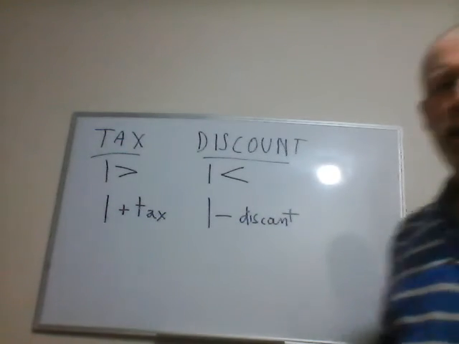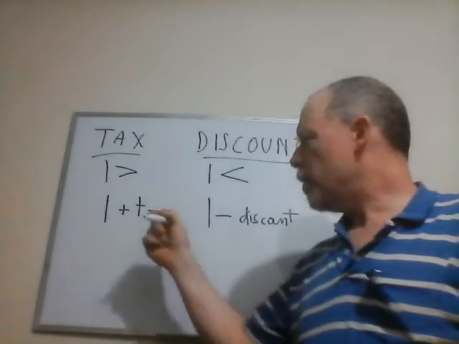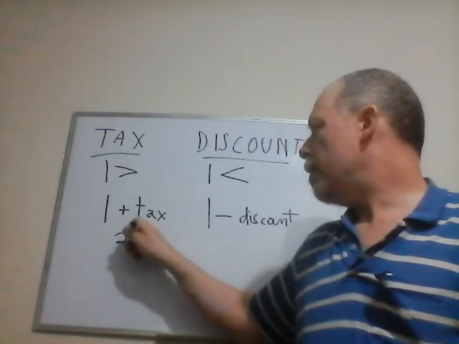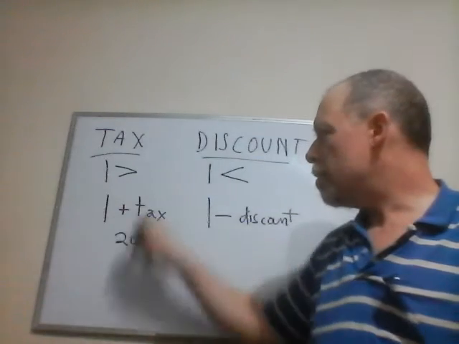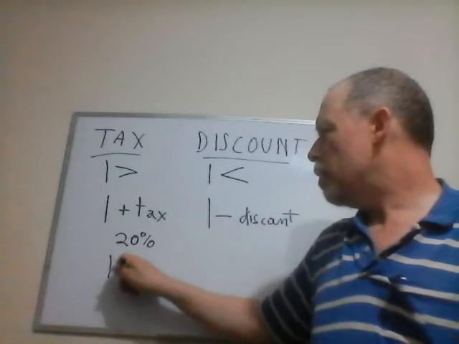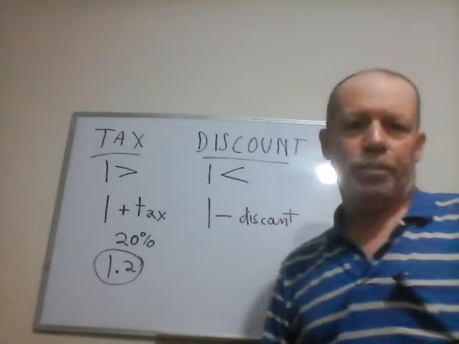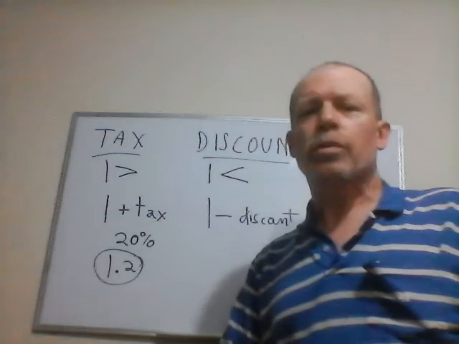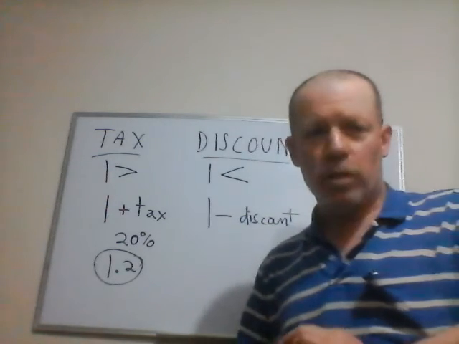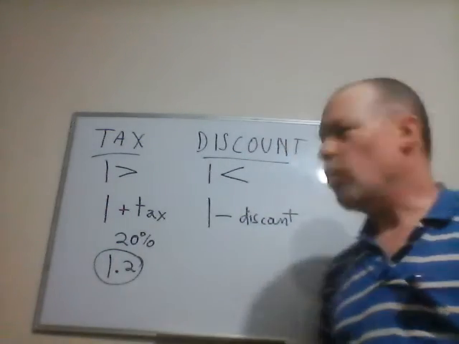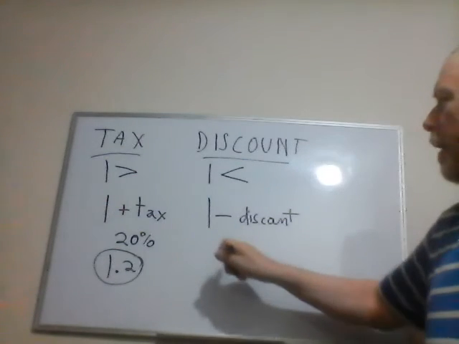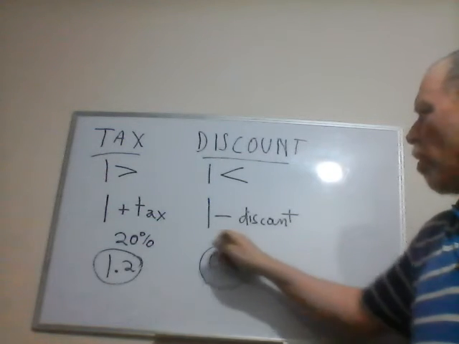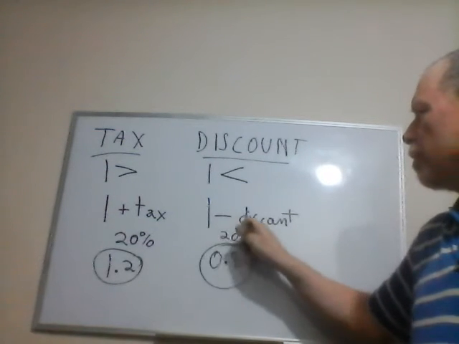So let's say 20%. If they have a 20% tax, it's going to be 1 plus 20%, which becomes 1.2, your tax multiple. If they have a 20% discount, what do you do? You subtract, you divide? No, you don't subtract, you don't divide. It gets smaller through multiplication of a number smaller than 1. And you do that: it's 1 minus 20%, which becomes 0.8. There. That's a 20% discount.